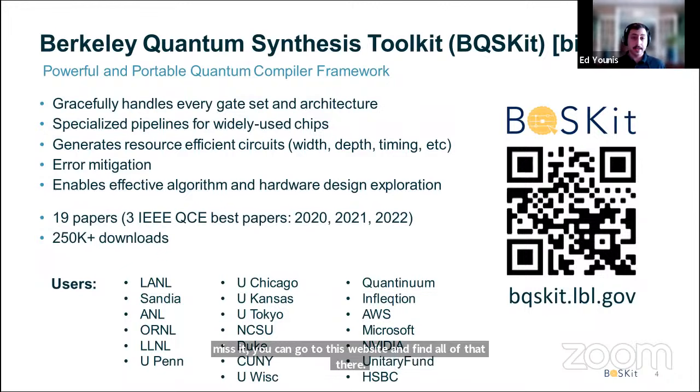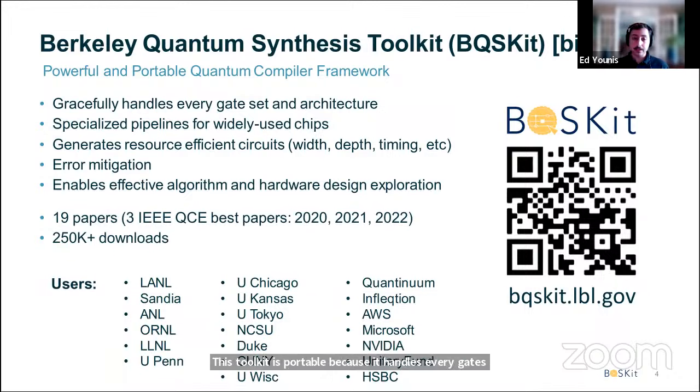This toolkit is portable because it handles every gate set and architecture, and that's fundamental to how we do this. I'll explain that in a bit. We have specialized pipelines for widely used chips, and we do generate resource-efficient circuits. This is where the powerful and portable concept comes in. It's not just that we are able to translate to a wide variety of different chips, it's that we can also do that extremely well.